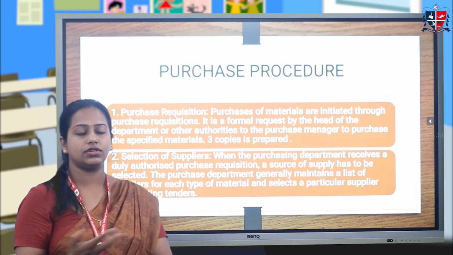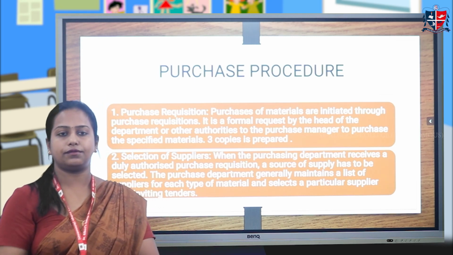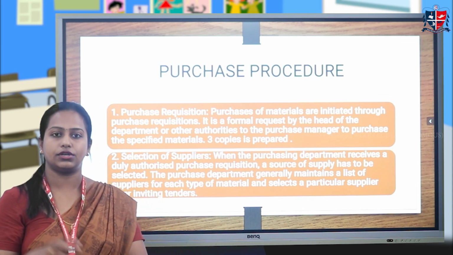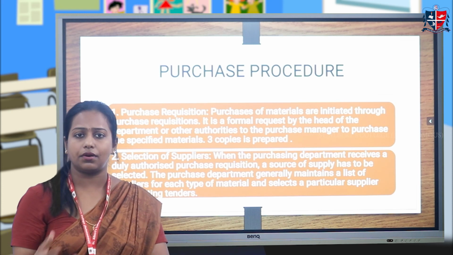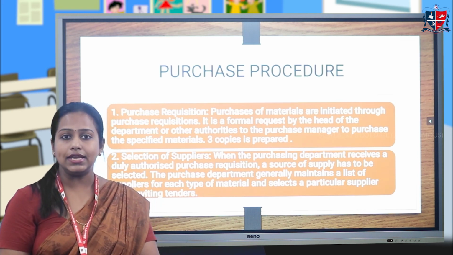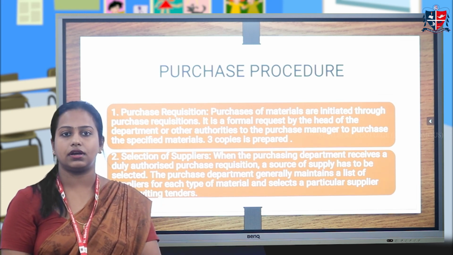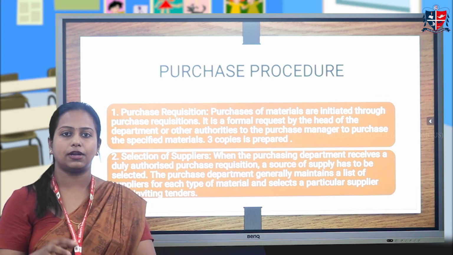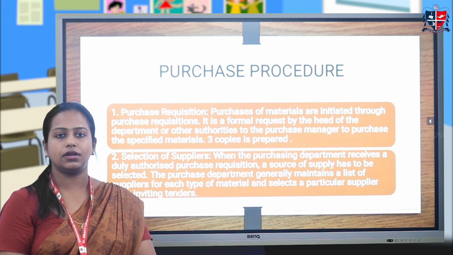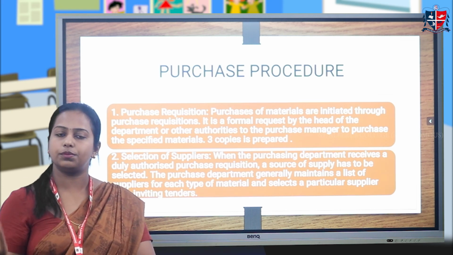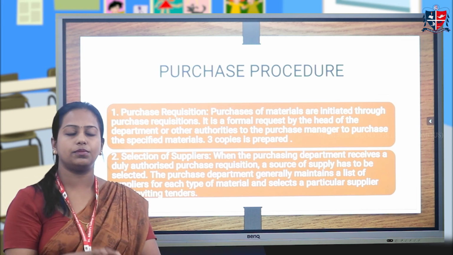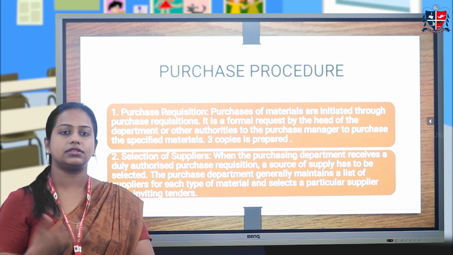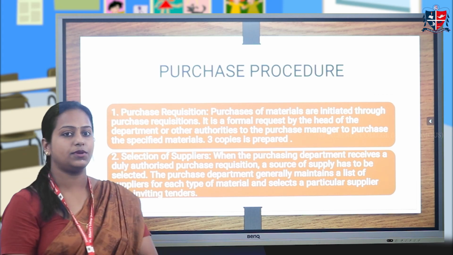First one is the purchase requisition. For every requirement, we need to give a request regarding the purchase: which type of material, the quantity, the number, what the needs are. The concerned department will provide the request to the purchase department, and a number of copies would be prepared. One would be maintained by the concerned department, one would be sent to the purchase department, and one would be sent to the management. Like that, 3 copies are prepared.